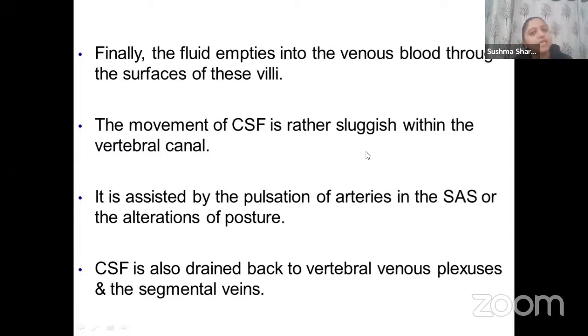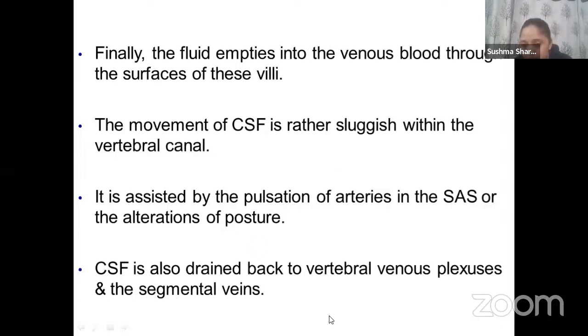Now, the movement of CSF is rather sluggish, correct? It's not as fast as you are imagining. It doesn't happen like, from lateral to third, third to fourth, fourth to arachnoid. No, it doesn't happen. It's rather sluggish. But how is the movement actually happening? Number one, as I told you, the cilia help in it, but it is also assisted by the pulsation of arteries in the SAS or alterations of the posture. CSF is also drained back to the vertebral venous plexuses and the segmental veins.